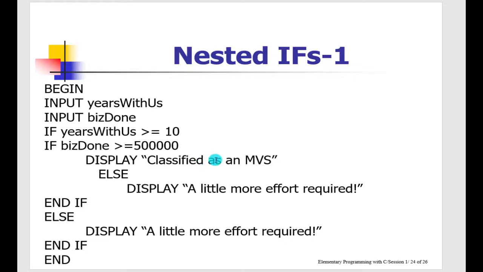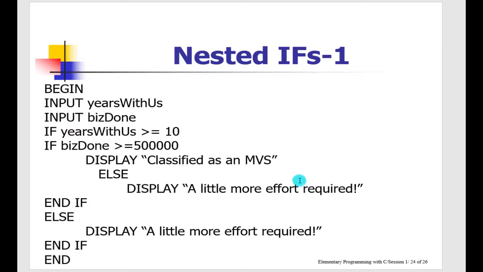Then we can display classified as an MVS. If it was 11 years and let's say 450K, the inner if would not pass. We would tell the user or the supplier a little more effort is required.